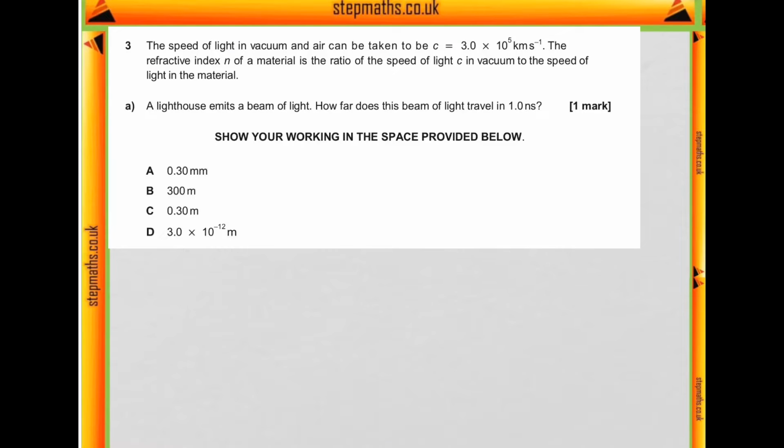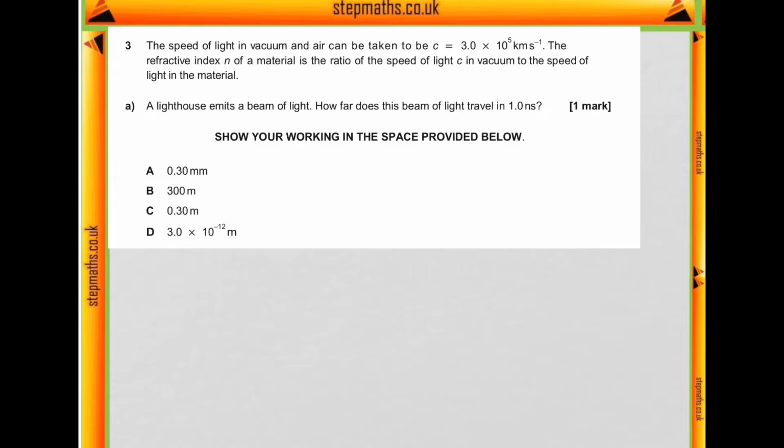So in this question, we are told that the speed of light in vacuum can be taken as that, and we're given that the refractive index of a material is the ratio of the speed of light c to the speed of light in the material. We're told in part A that a lighthouse emits a beam of light. How far does this beam of light travel in 1 nanosecond?